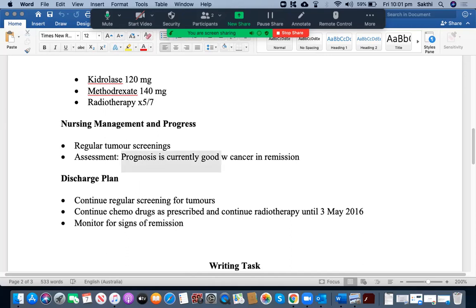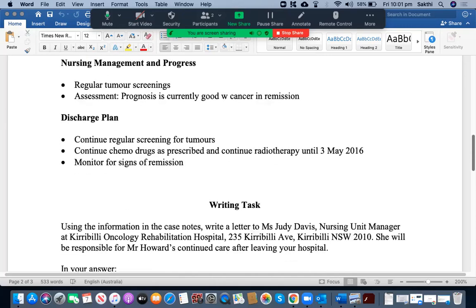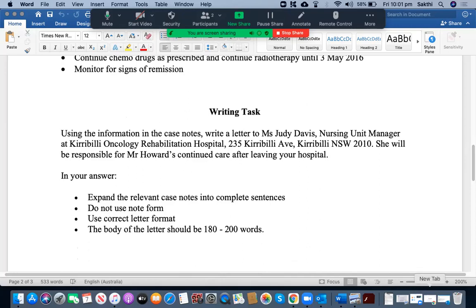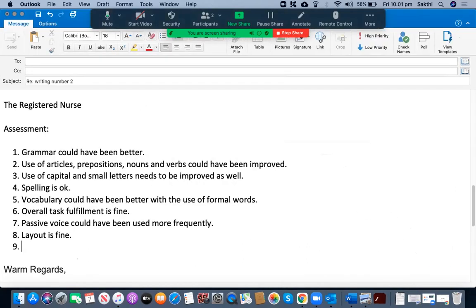Prognosis is currently good. Try to use at least some phrases instead. You could have mentioned, at present, prognosis is fine, instead of saying good. Maybe other words, as much as you can. Instead of using currently, you can use at present or presently, and so on. So some words could have been used, but apart from that, more synonyms could have been used.